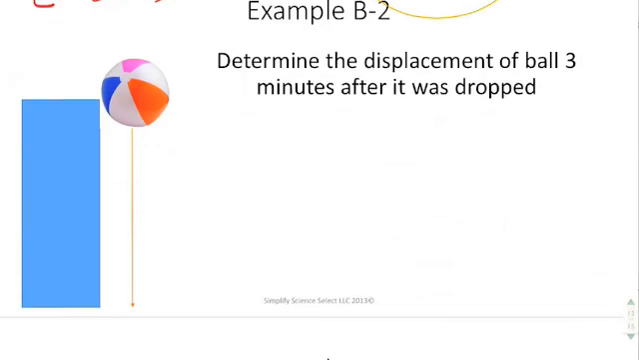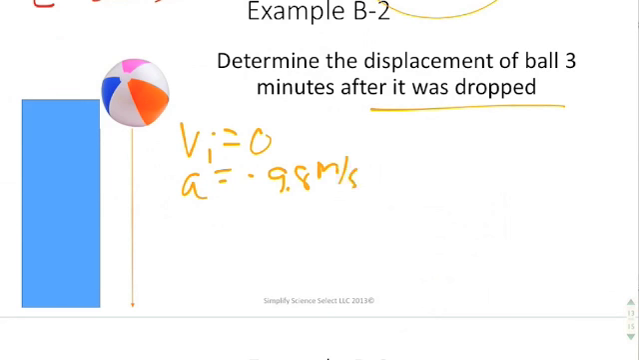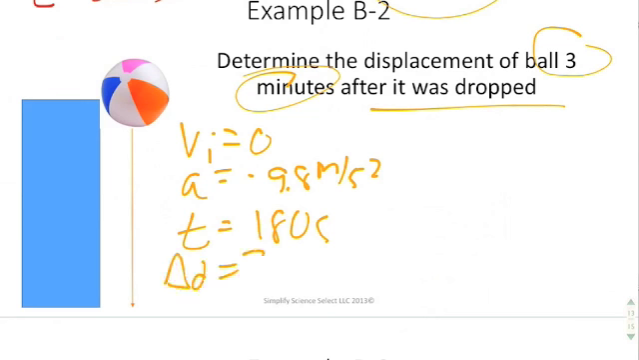Example B2 says determine the displacement of a ball dropped 3 minutes after it was dropped. So the key thing here is it was dropped, so we can say the initial velocity is 0, the acceleration is negative 9.8 meters per second squared, and we can say that the time that it took was 180 seconds because we don't deal with minutes. And we are trying to solve for the displacement, delta D. So we can say delta D equals VIT plus 1/2 AT squared.